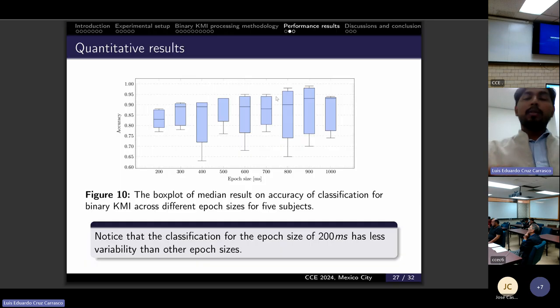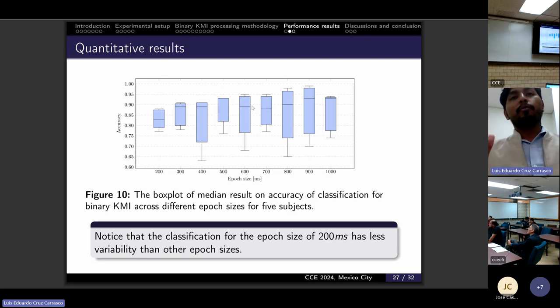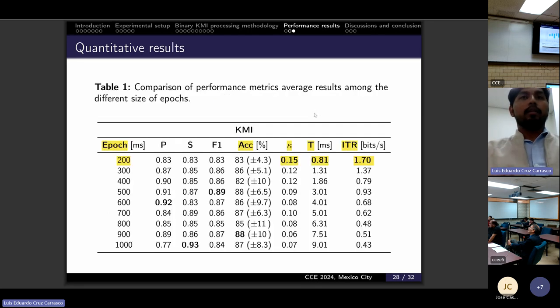As a result, in the box plot, we present the median accuracy for the five subjects. And we can see that when we use an epoch of 200 milliseconds, the variability of the accuracy obtained after processing and classifying is lower than the variability in the other cases.